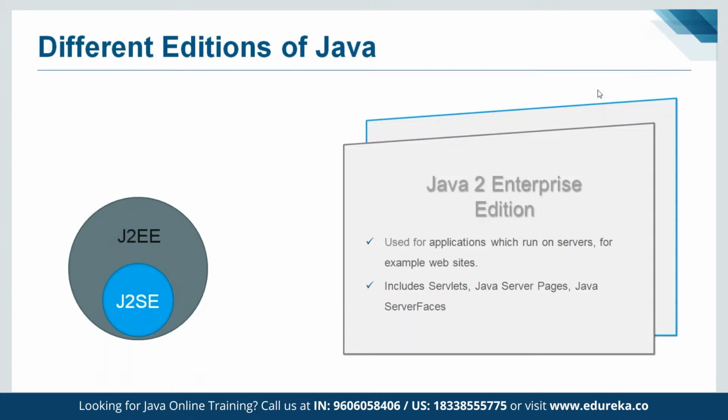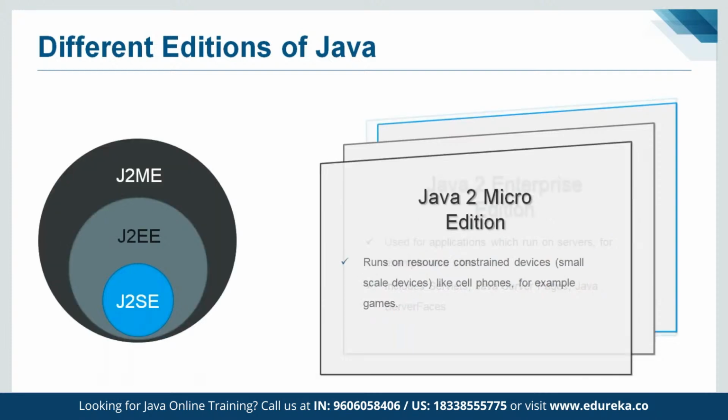And the third platform we have is called Java ME. That's nothing but Java Micro Edition. It is used for developing applications for mobile phones, printers, scanners, all those types of devices. Device-enabled applications can be developed with the help of Java 2 Micro Edition, Java ME. So Java SE, Java EE, and Java ME. These are the three platforms of Java we have.